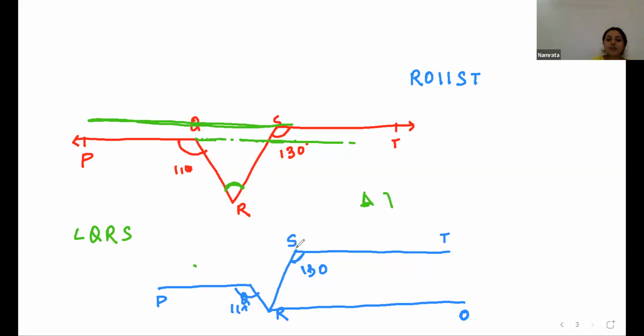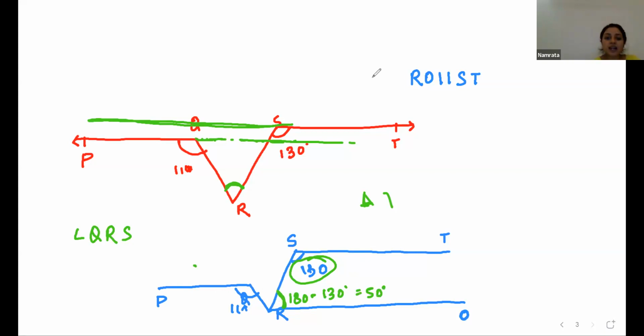Now, if you look at it, this is 130. Here you will get one angle. Can we say both angles are a pair of interior angles on the same side? What is the sum of interior angles on the same side? 180. So if this is 130, the other one will be 180 minus 130, that is 50 degrees. We got this angle.